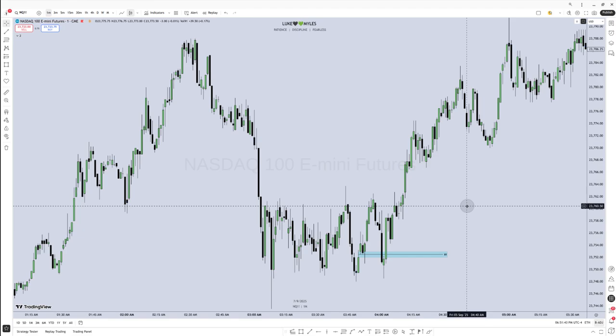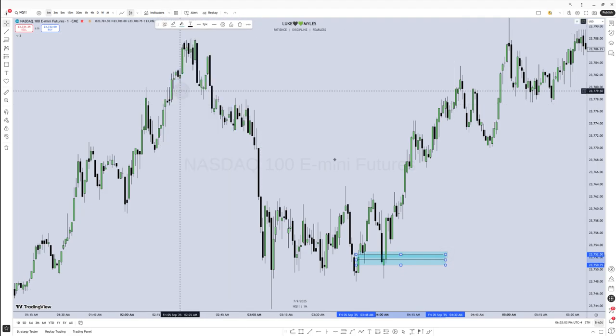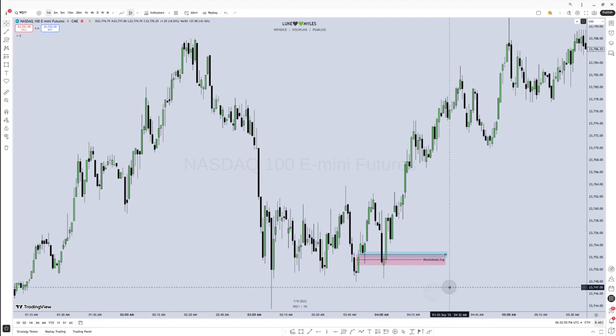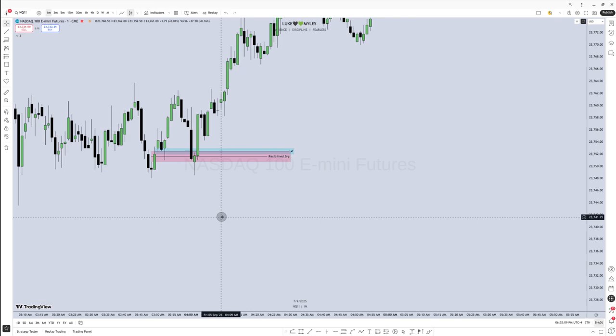That's our volume imbalance, and then we also have the fair value gap right there, from this candle's high to that candle's low, and that is our reclaimed fair value gap. Market has used it another time after using it again.